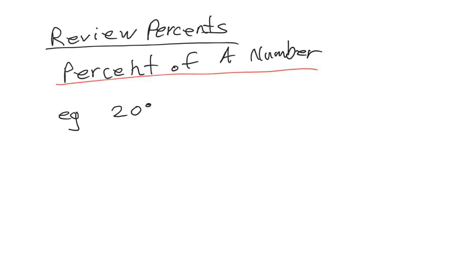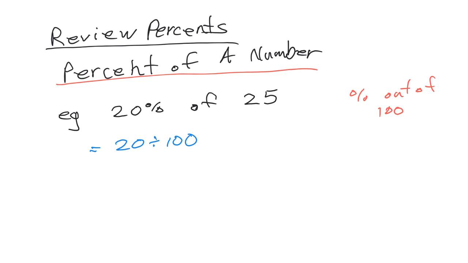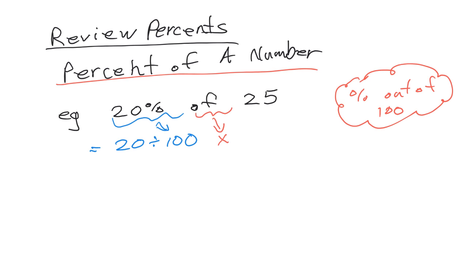So 20% of 25. What 20% really means is 20 divided by 100, because remember, percent means out of 100. We take 20, divide by 100. The "of" part really means times, and then we just bring down 25.